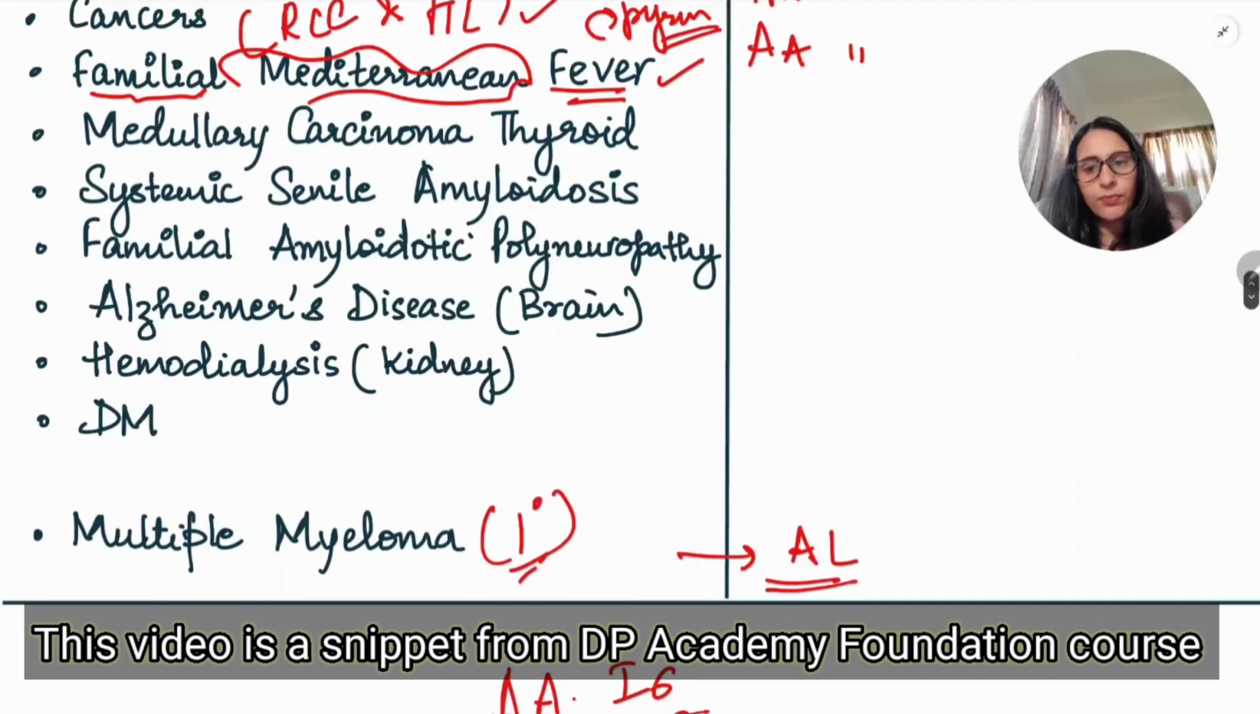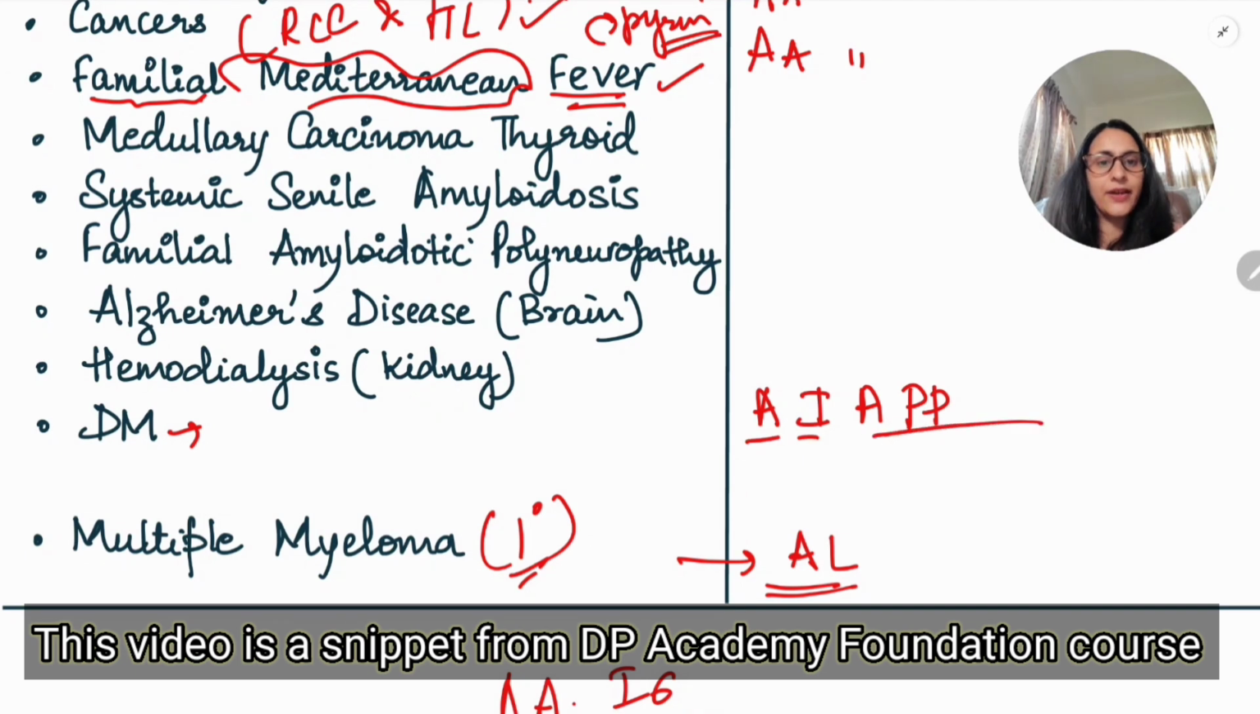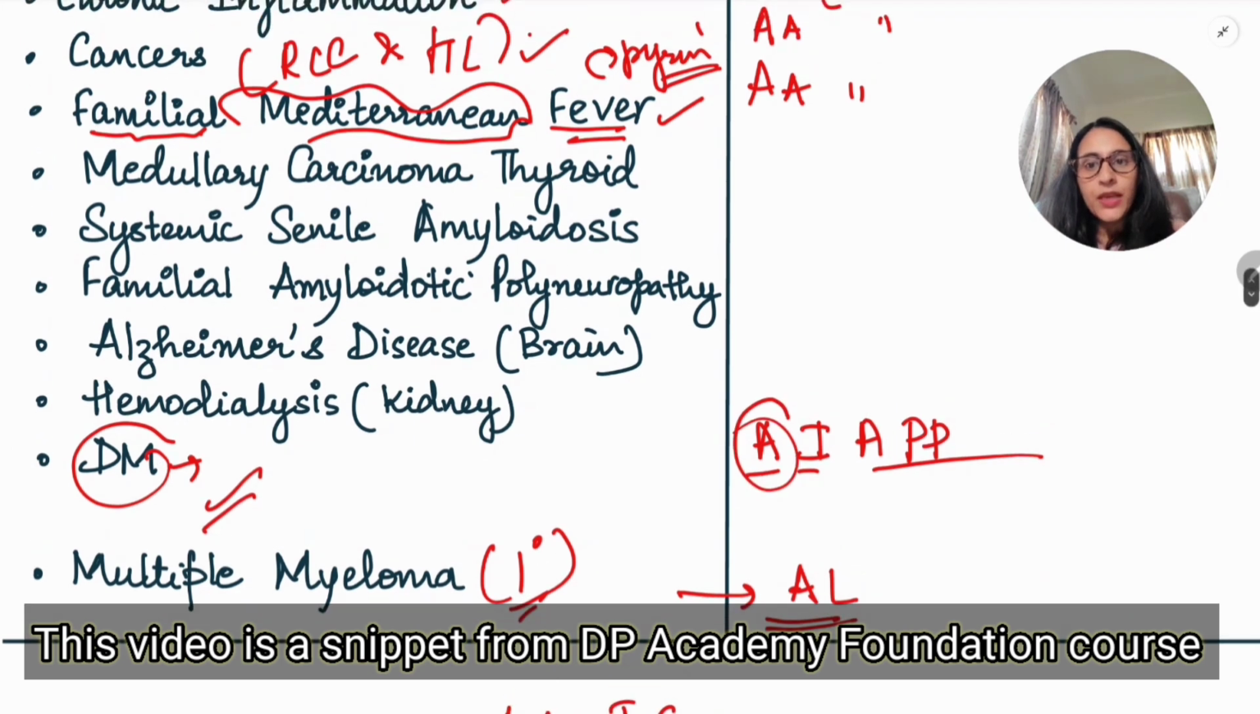Now coming to, let's start from the bottom, that is diabetes mellitus. Diabetes mellitus, it is amyloid islet pancreatic polypeptide. That means, because we know that in diabetes there are islets in the pancreas that are affected, and there is deposition of amyloid. In hemodialysis, that is in kidney, there is A beta 2 amyloid, that is beta 2 microglobulin.